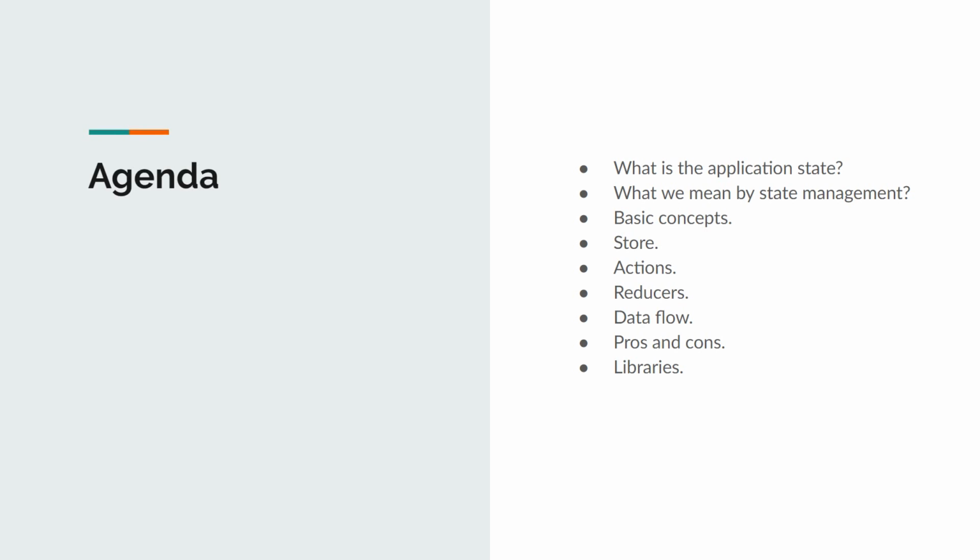And yeah, in the first place, we'll try to answer the question, what is the application state? Then we'll try to understand what we mean by the state management term. Moving on, we'll talk a little bit about basic concepts like store, actions, and reducers, and also we'll take a closer look at them. With all that knowledge, we'll take a look at the data flow, so we will see how all these elements communicate with each other. At the end, we'll talk a little bit about libraries and about pros and cons of using them.